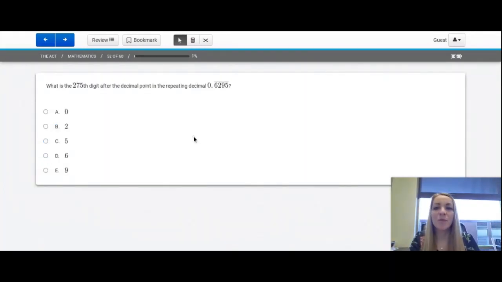Question number 52. What is the 275th digit after the decimal point in the repeating decimal 0.6295? So these digits are going to show up over and over and over. And I see that there's 1, 2, 3, 4 of them. And I'm looking for the 275th digit. So I'm going to start with 275 and divide it by the number of digits that repeat, which is 4.